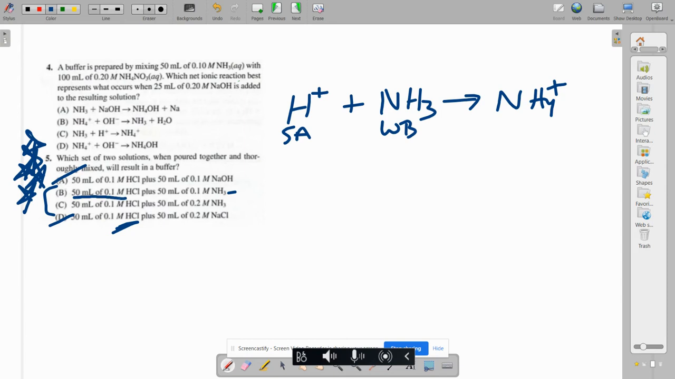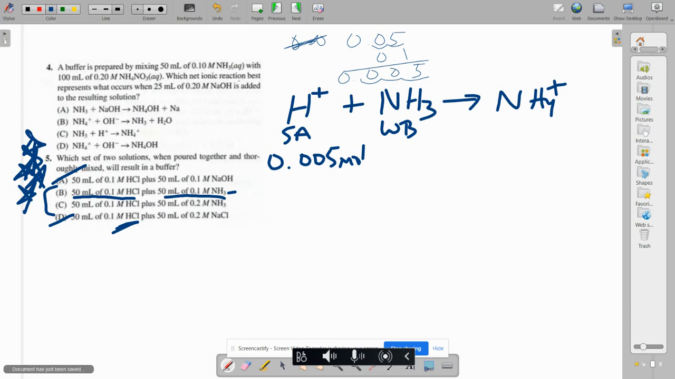We have 50 mL of 0.1 molar HCl. Let's do a little mental math: 0.05, because I converted it to liters, times 0.1. That's 3 decimals, so we're looking at 0.005 moles of H+. And we have the same amount of NH3, so 0.005 moles NH3. There's no mention of NH4+.